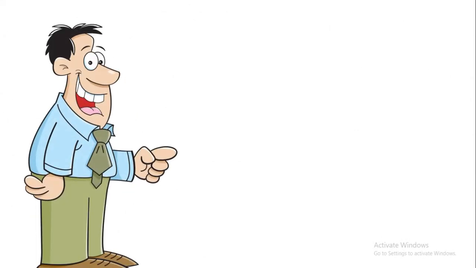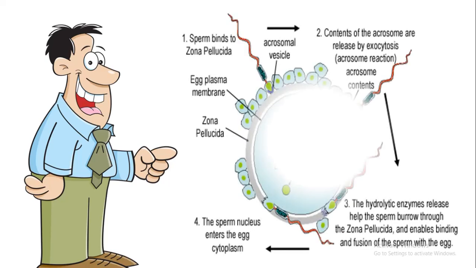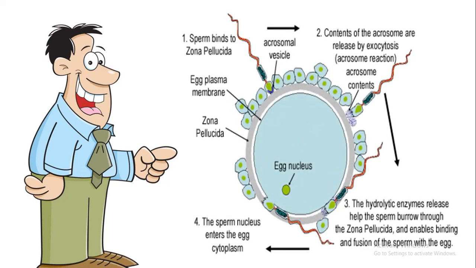So let me quickly show you using the Venn diagram. I was teaching mathematics, so the Venn diagram is in my head. So the first thing is binding of the protein of the sperm to the zona pellucida. There is binding of the sperm to the zona pellucida.